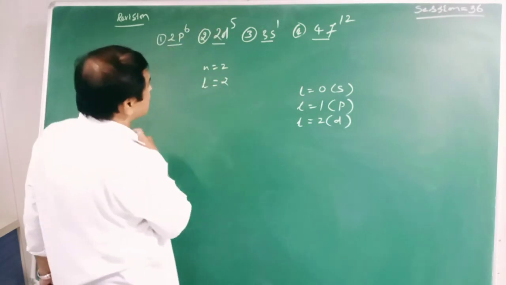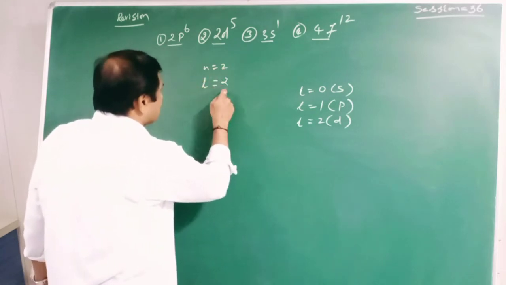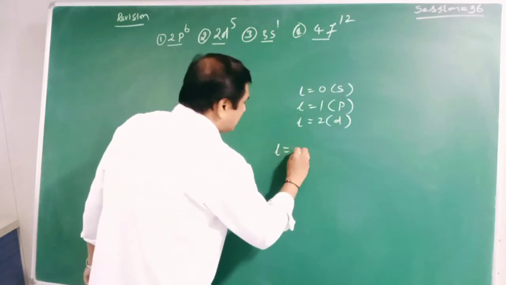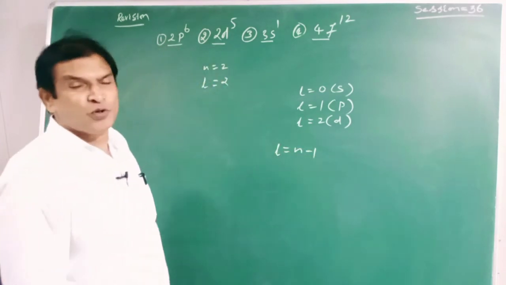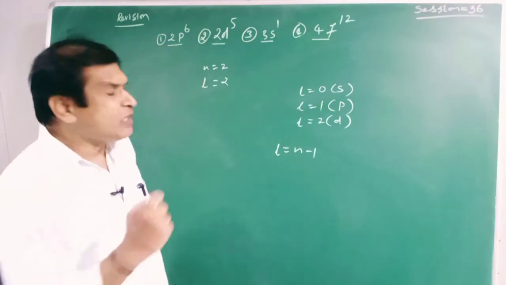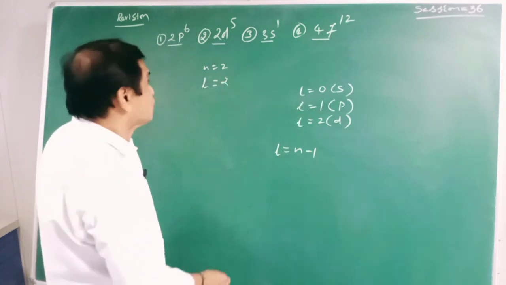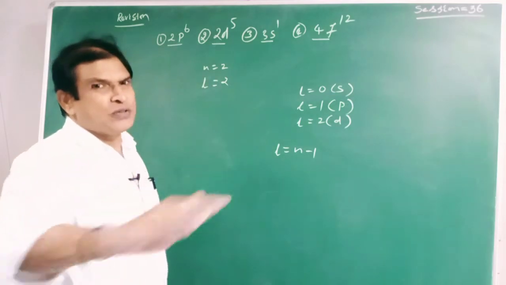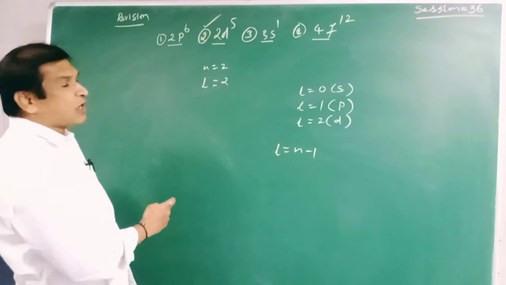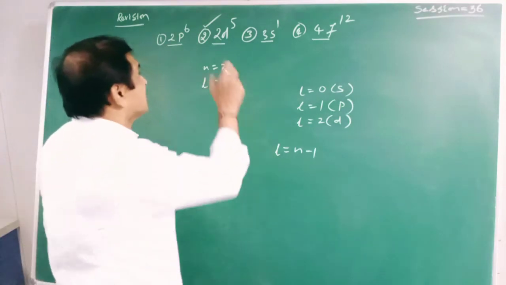That means n value is 2 and l value is 2. Is it possible? The l value is always at most n minus 1. You should remember that. That is the azimuthal quantum number. The subshell value is always up to n minus 1; it cannot be equal to n. Therefore the 2d subshell does not exist at all. So the answer is that the 2d5 configuration is not possible because the subshell does not exist.